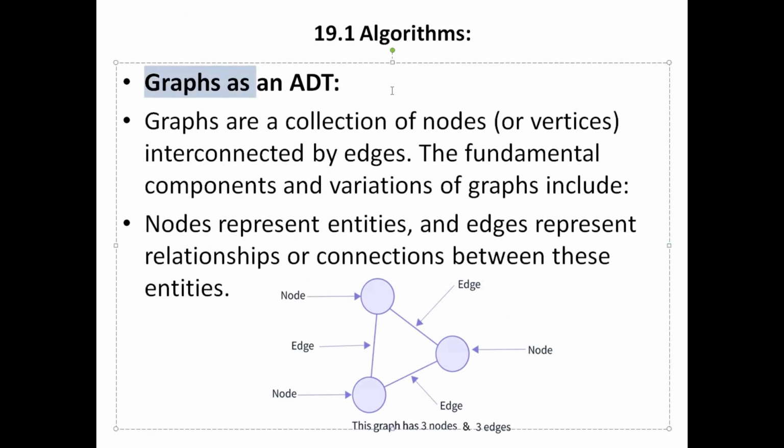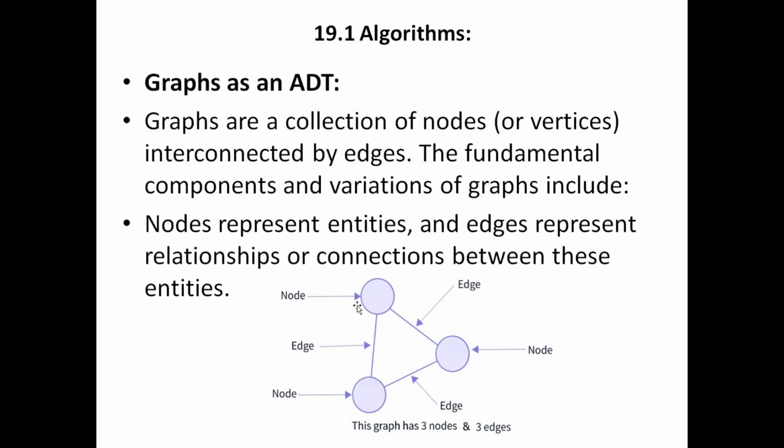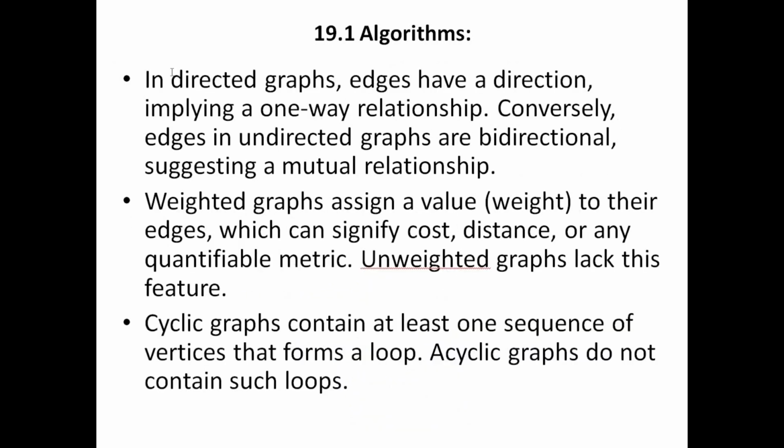Anyways, then we have graphs, which can be represented as abstract data types as well. They are a collection of nodes, and the fundamental components and variations of graphs include the nodes that represent the entities, and the edges that represent the relationships between these entities. Over here we have 3 nodes and 3 edges as well. In a directed graph, edges have a direction implying a one-way relationship. Conversely, in undirected graphs, there are straight lines, no arrows, so you can have mutual relationships as well.